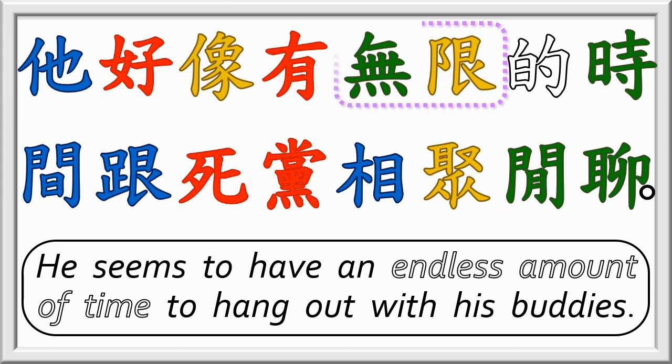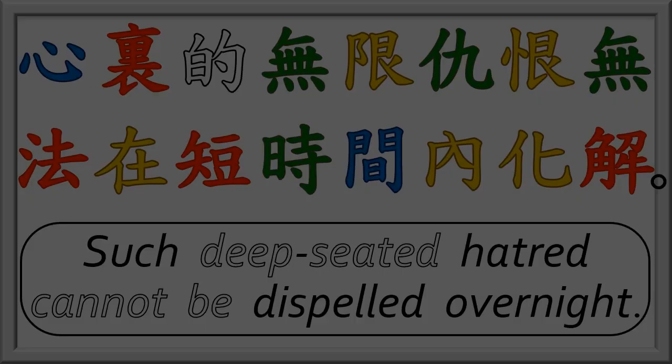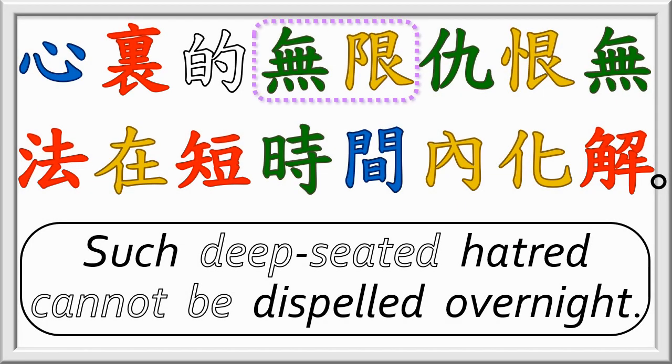限 from lesson 46 means limit, boundary, or restriction. So, 无限 means limitless, boundless, or infinite. 他好像有无限的时间跟死党相聚闲聊. He seems to have an endless amount of time to hang out with his buddies. 心里的无限仇恨无法在短时间内化解. Such deep-seated hatred cannot be dispelled overnight.